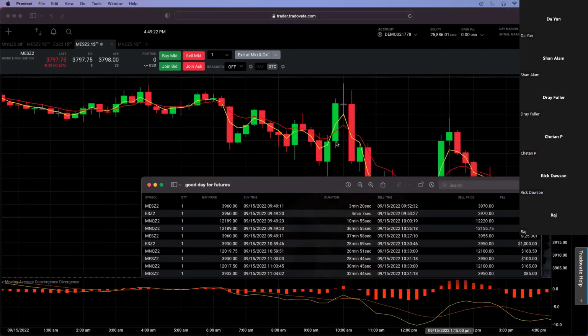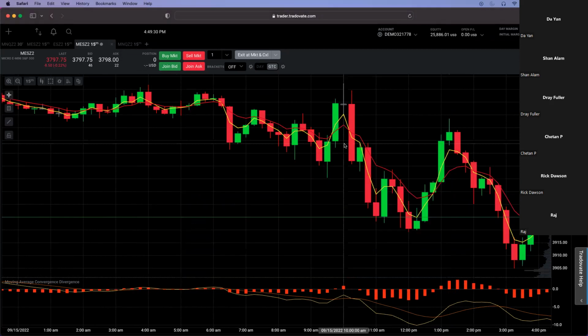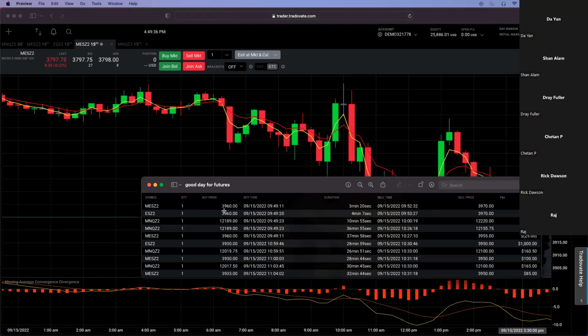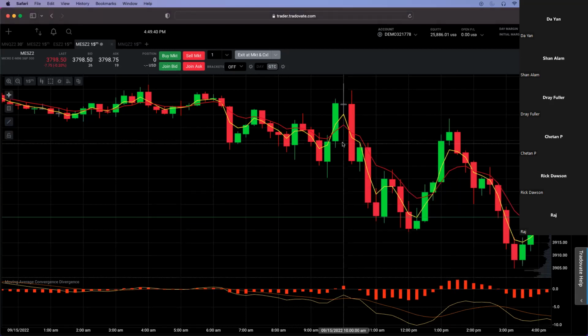I entered on the second candle. You made a killing on that day. Yeah, so I entered at 3970. Where is 3970? Oh, did I open the wrong one? Oh, sorry, 3960. Here it is. I was looking at the sell price. So where did I enter?